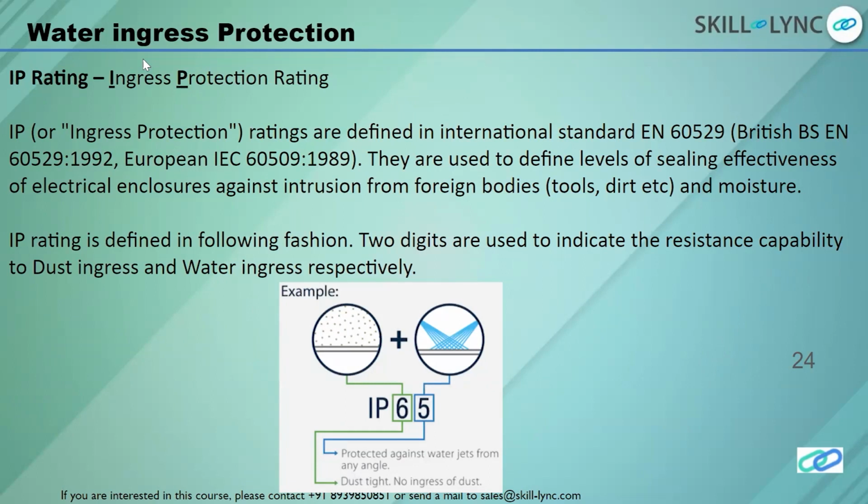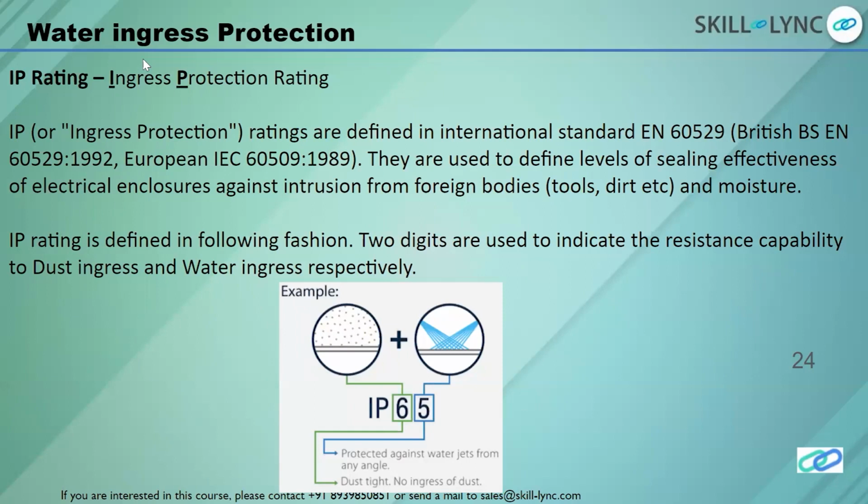So basically, this IP rating is used for providing the standards for protection from dust as well as water. It is defined by the international standard EN 60529, or a British standard, and the corresponding European standard is IEC 60509 and 1989. These are used for understanding the level of sealing available for your systems, that is, how properly packed the systems are for protection.